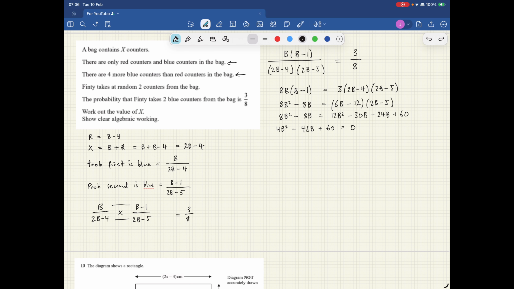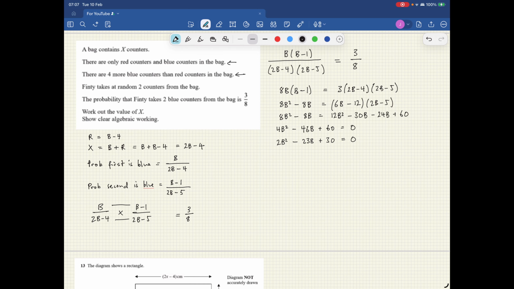I think it's probably easier for me to divide through. I can see all my coefficients here are even. So if I divide through by 2, I don't need to factor out the 2. I don't need to keep it, because if I do 0 divided by 2, I've still got 0 on that side. I'll just divide everything by 2. So 2b squared minus 23b plus 30 equals 0.